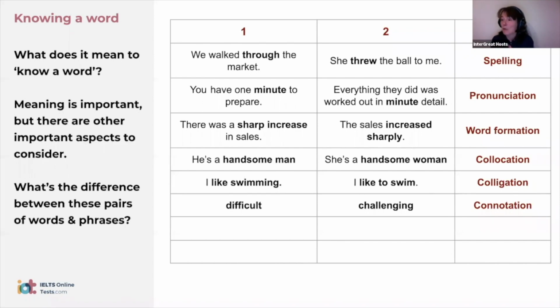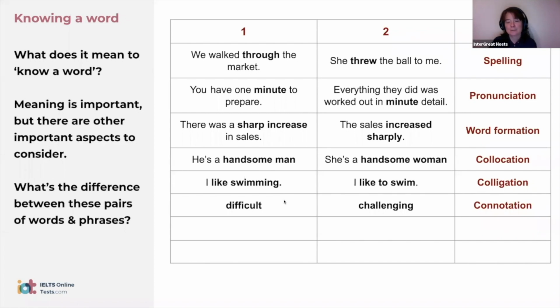So all words, or a lot of words, have a positive or a negative connotation. Some words are neutral. They don't have any connotation whatsoever. Effect is a word like that. So you have to put another word with it to make it positive or negative.